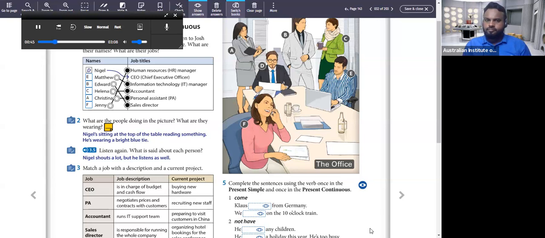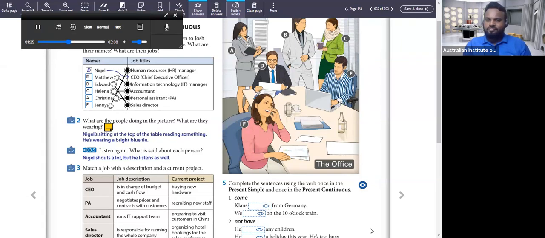Then there's Edward. He's wearing a light grey suit. He's standing in front of the window chatting to Helena. Edward's the sales director. He's going to China soon. He's charming. He always has a nice word to say to everyone. Helena's drinking a coffee. She's wearing a lovely green jacket and cream silk scarf. She always dresses beautifully. I can see that. And Helena's the accountant. Money, money, money. Very bright, very quick.